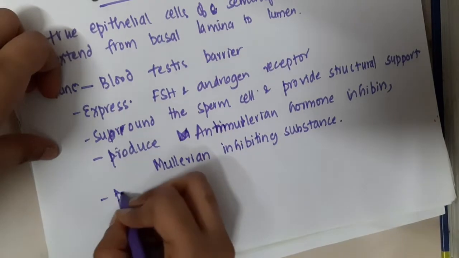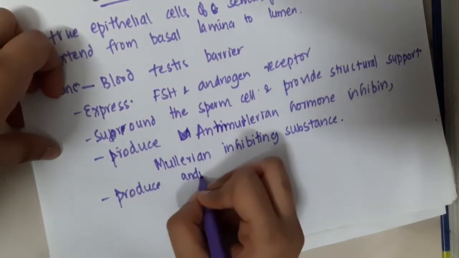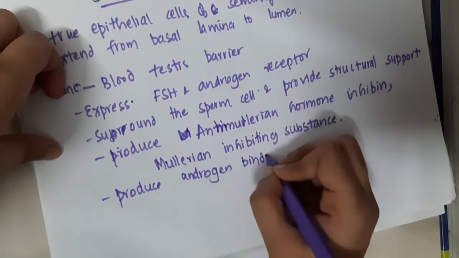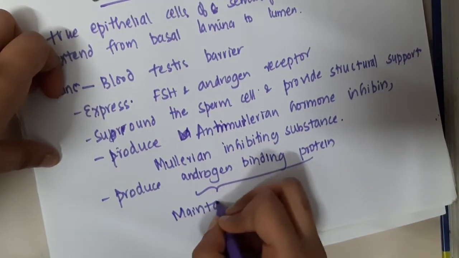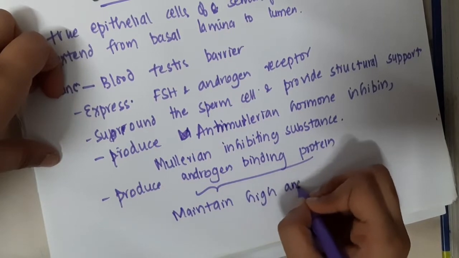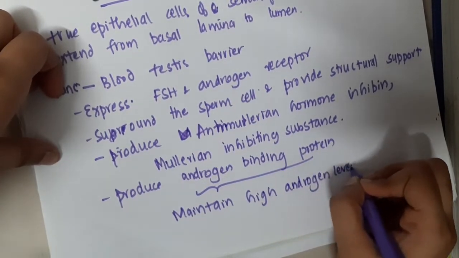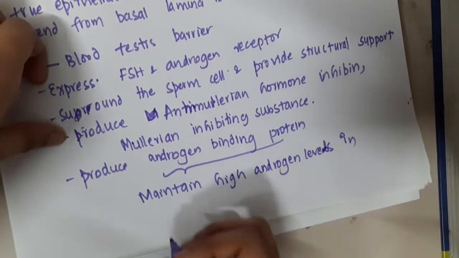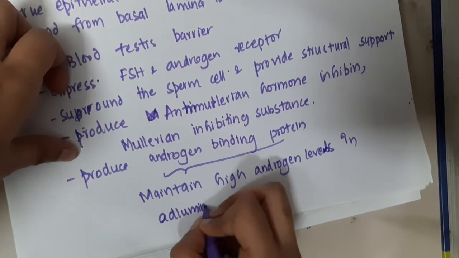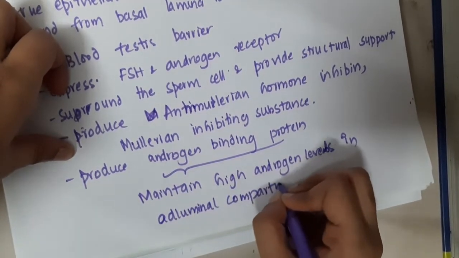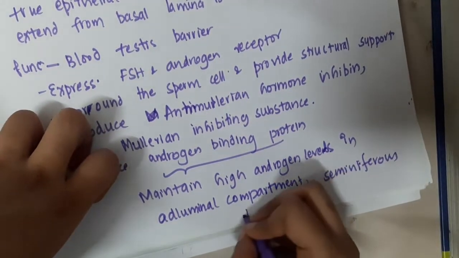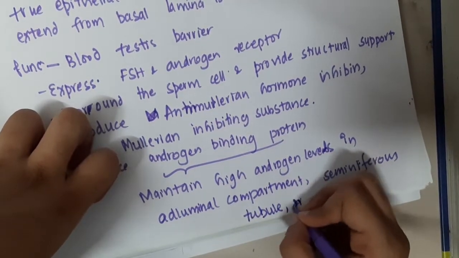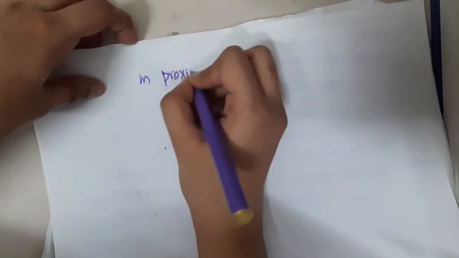Then they produce androgen binding proteins, and thus they maintain high androgen levels. Where do they maintain high androgen levels? In the adluminal compartment, in the seminiferous tubules, and also in the proximal part of the male reproductive tract.